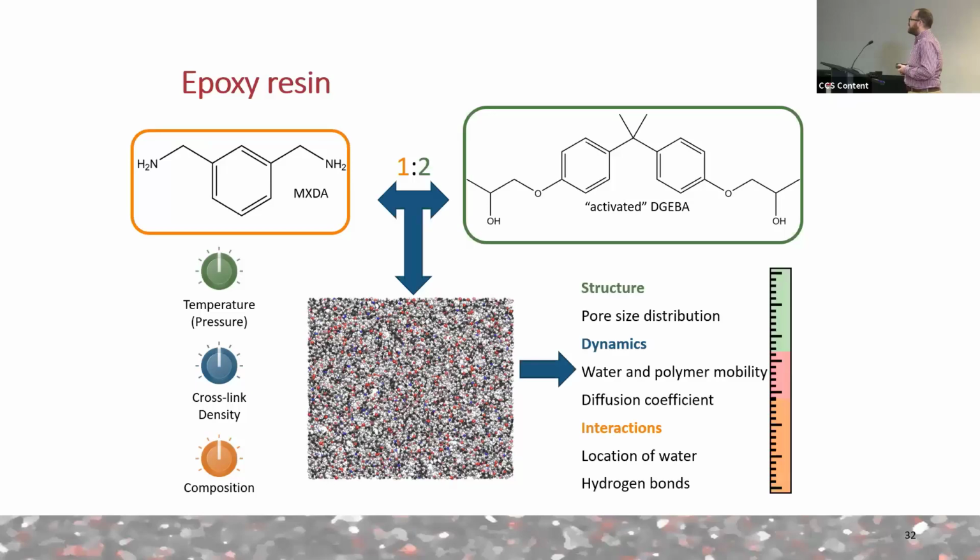We can then go out and measure some things. We can get things like the pore size distribution. When I talk about pores, they're much smaller than pores we've talked about before, on the nanometer and sub-nanometer scale. Dynamics: we can look at how the water and the polymer matrix move and get out some diffusion coefficients. And finally, we can look at the locations of water. Do we see microphase separation? Do we see clusters of water? Where is the water located in relation to different atoms in the epoxy resin itself? And do we have any hydrogen bonds forming?